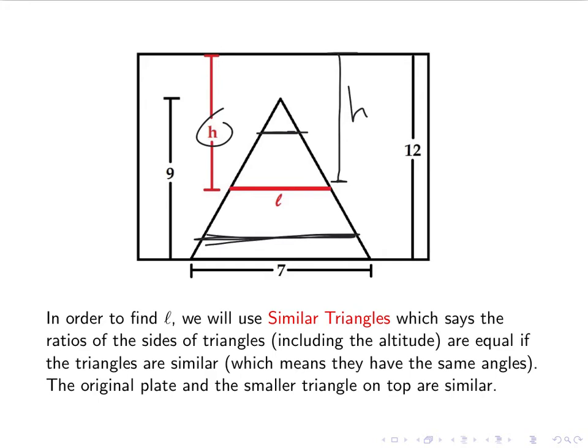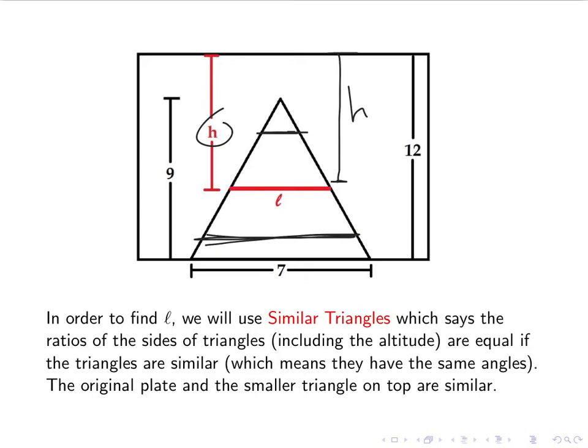How we figure that out is we use what's called similar triangles. You might have seen this before if you took a geometry class, maybe in high school. It says that if our triangles are similar, which basically amounts to they have the same angles, then the ratio of the sides of the triangle, and that includes the altitude, are equal. So if I take the ratio of the base to the base, that's equal to the ratio of the height to the height, or side A to side A is equal to the ratio of side B to side B.